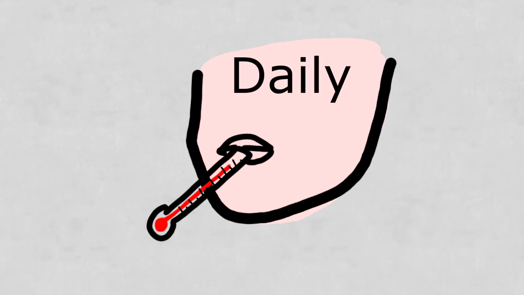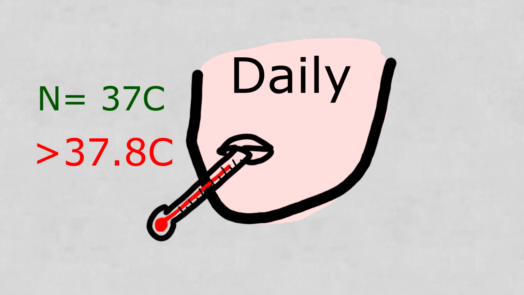The seventh rule is that the person in quarantine should measure their temperature daily, at least once a day, and the normal body temperature is about 37 degrees Celsius. If the temperature is about 37.8 degrees or more, this indicates a fever.